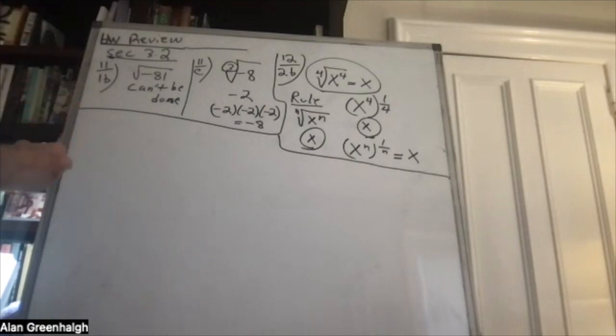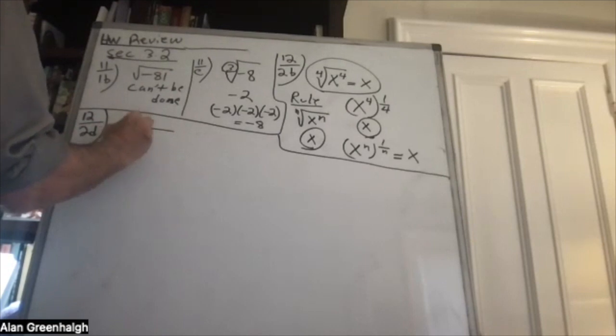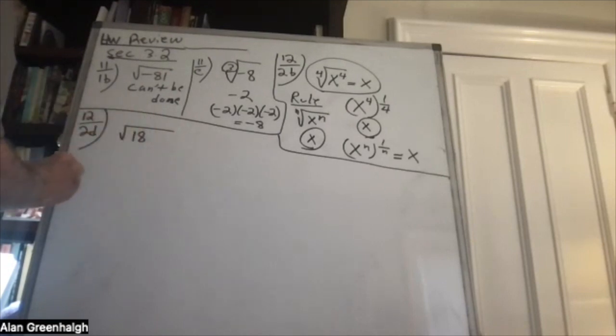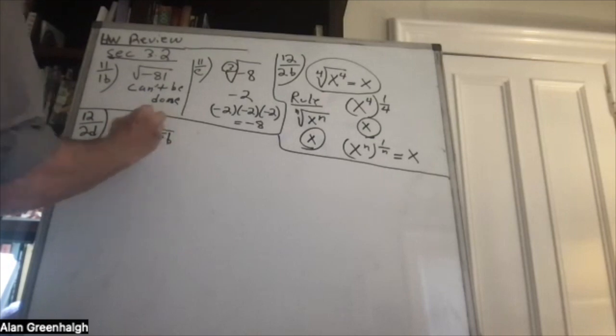Okay, so on page 12, problem 2D. And that's going to be the square root of 18 a to the 5th b to the 4th.